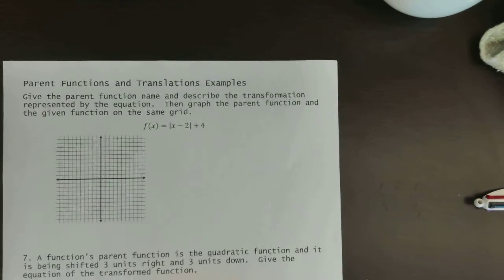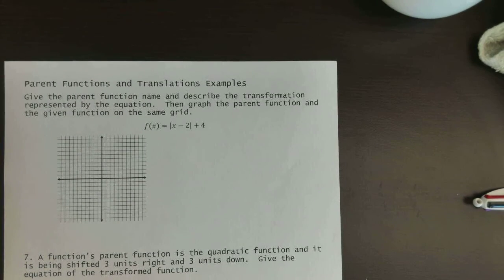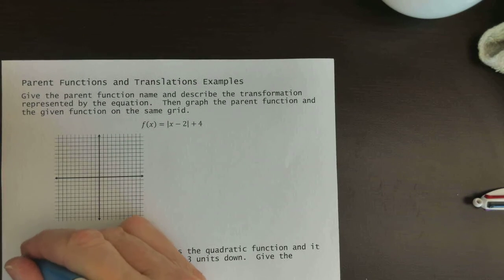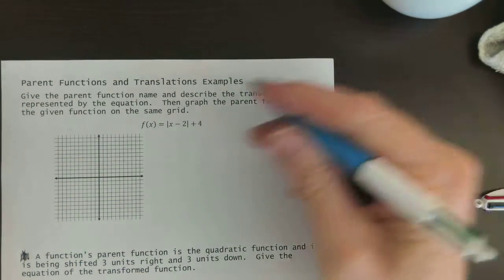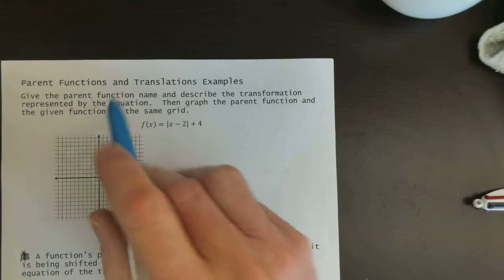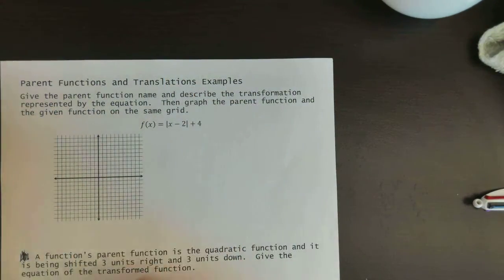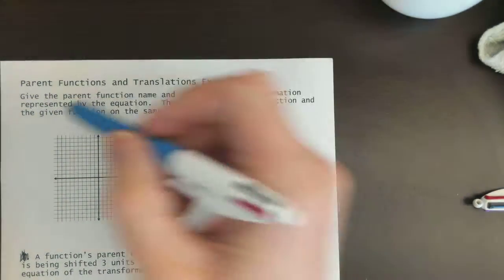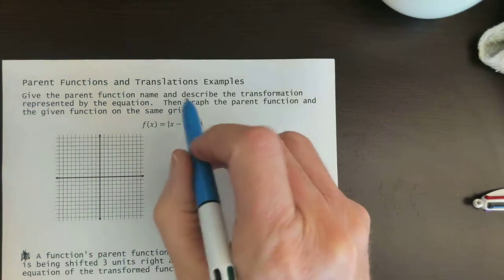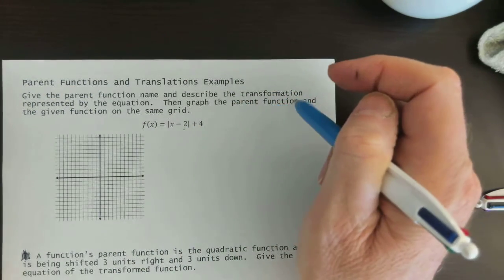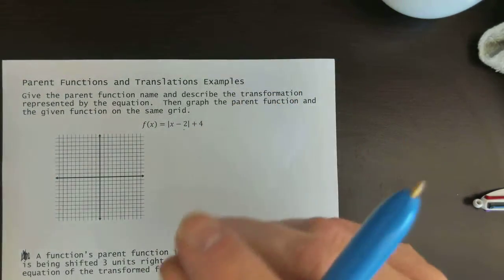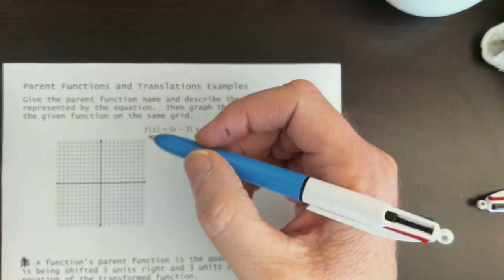All right, just dealing with a couple of parent function and translation examples for you to look at before you just to help you study. So I've got 3 examples here that we're going to look at, and these are able to be downloaded if you want. But give the parent function name and describe the transformation represented by this equation. Then graph the parent function and the given function on the same grid.